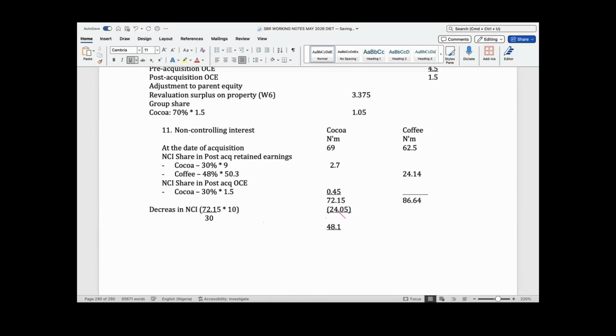Okay. So what's then the total NCI value? Which is 48.1 plus 86.64. How much is that? 134.74. Okay. Now I can then do the adjustment to parent equity.